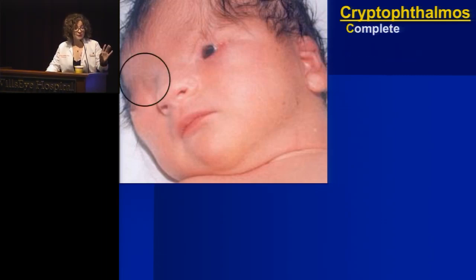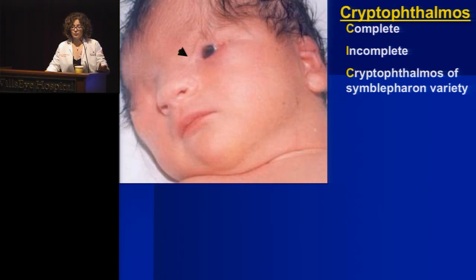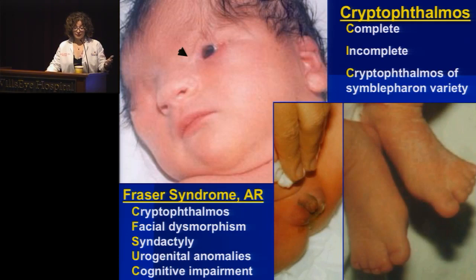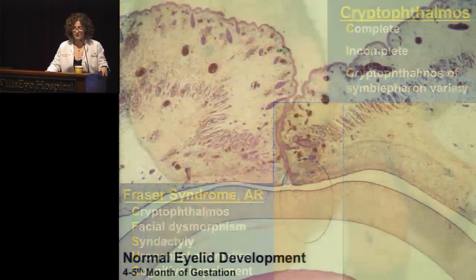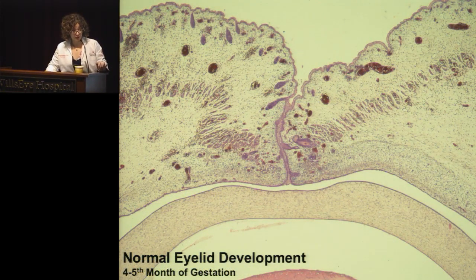So the complete one, where you basically don't have normal development of the lids, and you have just a strip of skin that goes from the forehead to the cheek without interruption. Okay? Incomplete is what you see in the left eye, where you have incomplete development of upper and lower lids medially. And then you also have the blepharon variety where you have a linear dimple joining the lids. And as you know, that's associated with Fraser syndrome, an autosomal recessive condition that has various facial dysmorphic features, polydactyly, syndactyly, urogenital anomalies.